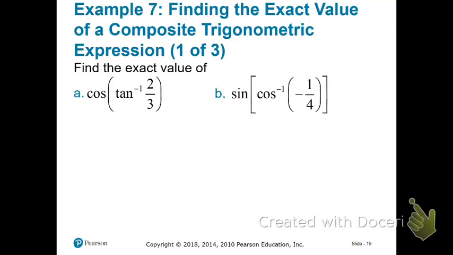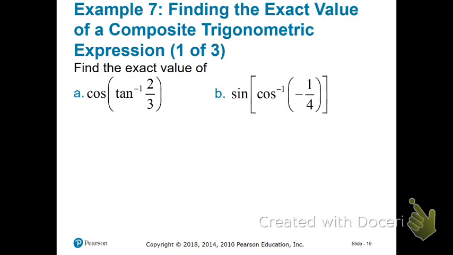All right, example 7. Similar to what we just did, except it's not the trig function and its inverse together there, right? So we're going to have to do a little work. And so we're doing composite functions. Do you remember from the algebra part, how do we work composite functions? What do we do first? You're going to work on the inside first, okay?